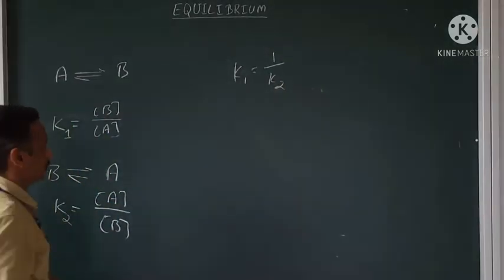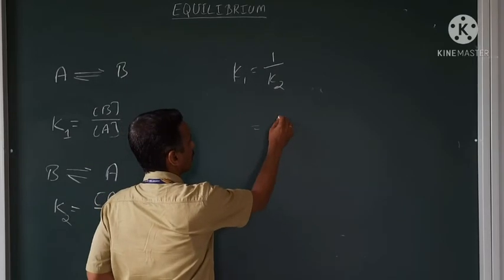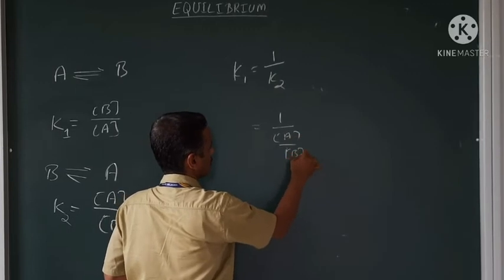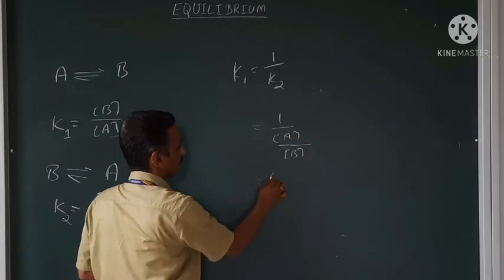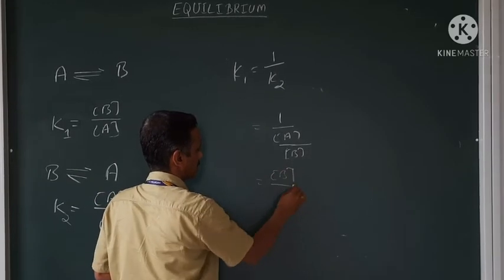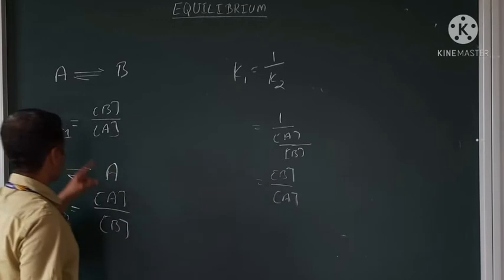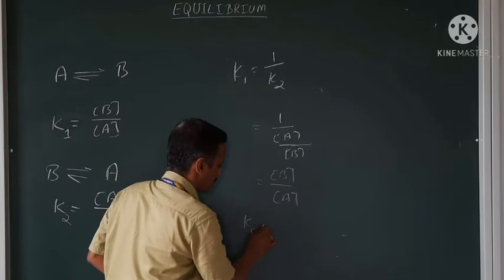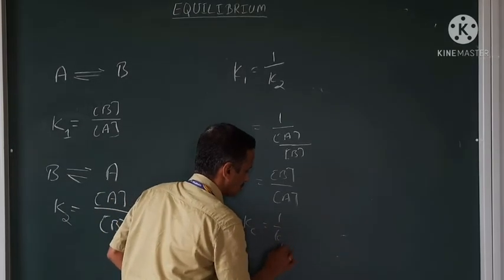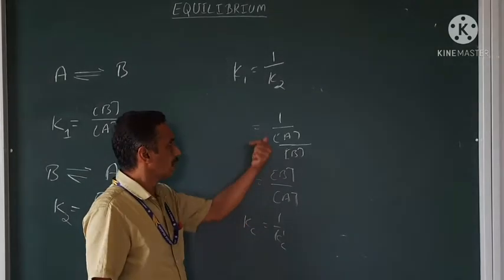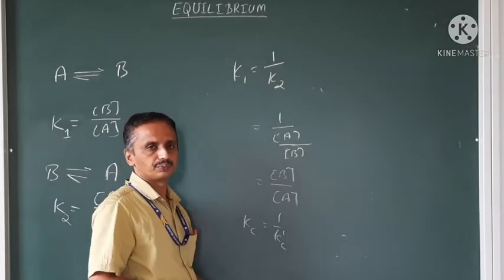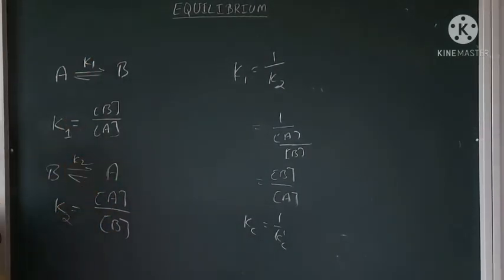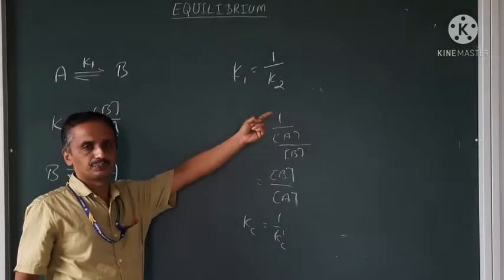because here 1 over K2 is A by B only. So it means it becomes B by A concentration, which is K1. This is what I mentioned in the previous example, Kc is equal to 1 over Kc dash, or K1 is equal to 1 over K2. So if I have K1 here and K2 here, then K1 and K2 are related as 1 over K2 is equal to K1.